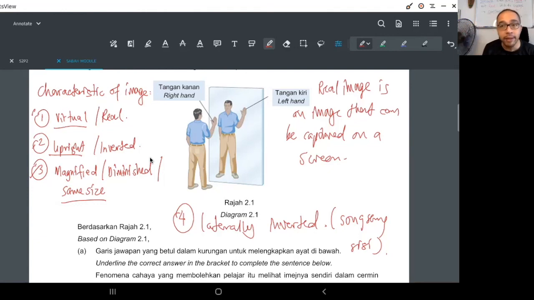Left becomes right, right becomes left. But up is still up and down is still down. That's why it's laterally inverted. Songsang sisi sahaja. Left and right only change. Up and down doesn't change. It'd be very sad if you had a mirror that, when you look at it, your face is down there and your legs are up. It's even worse. So it's just laterally inverted, songsang sisi.